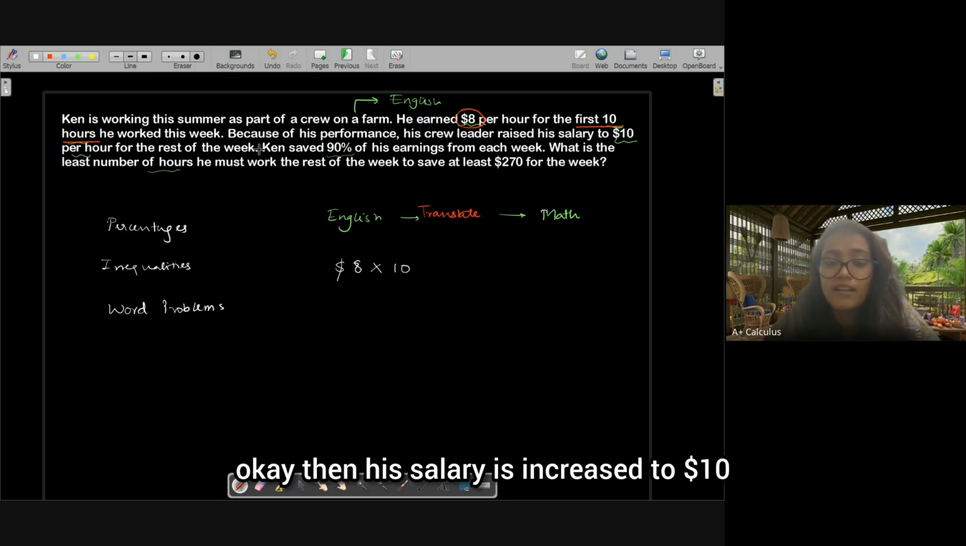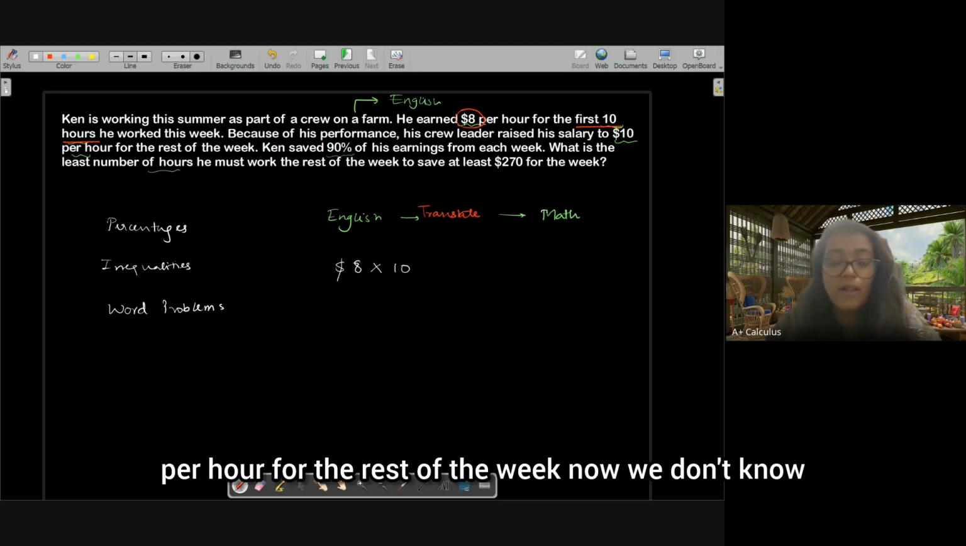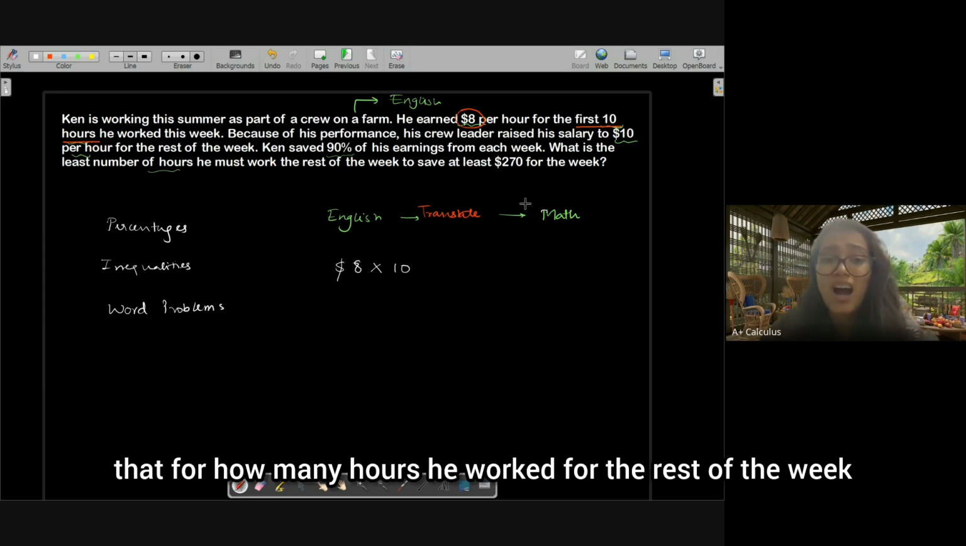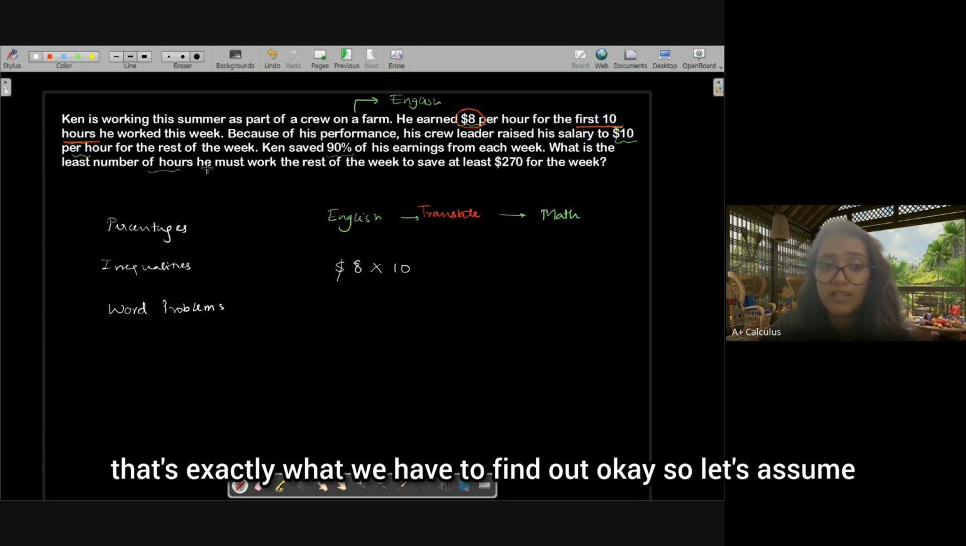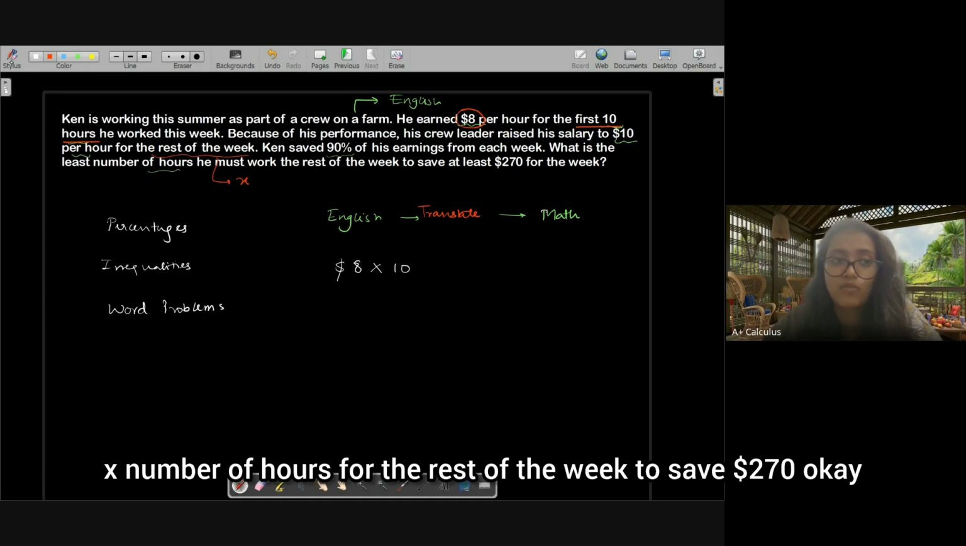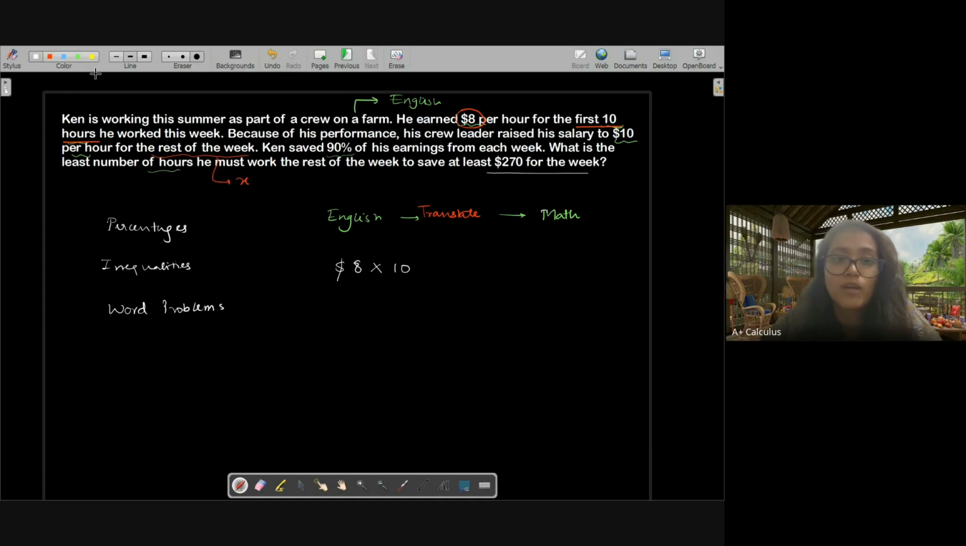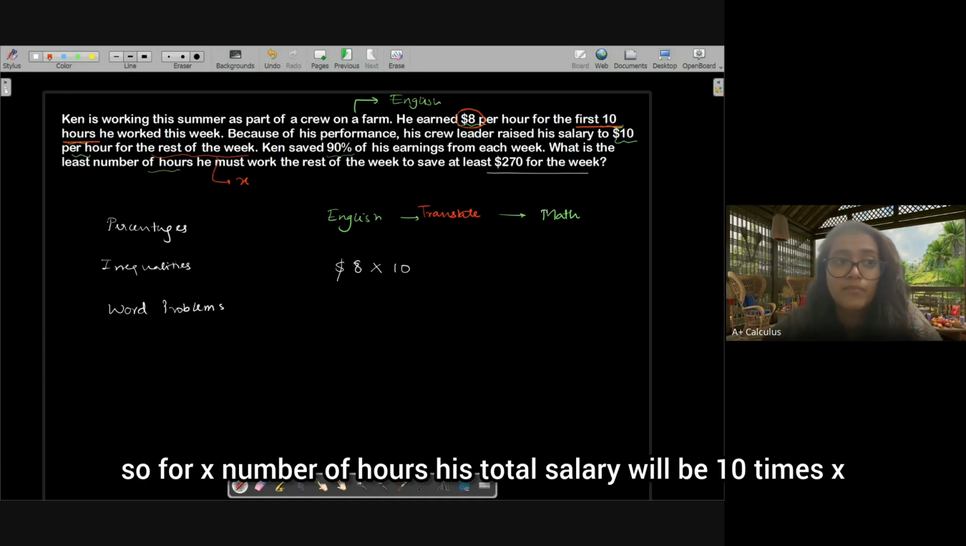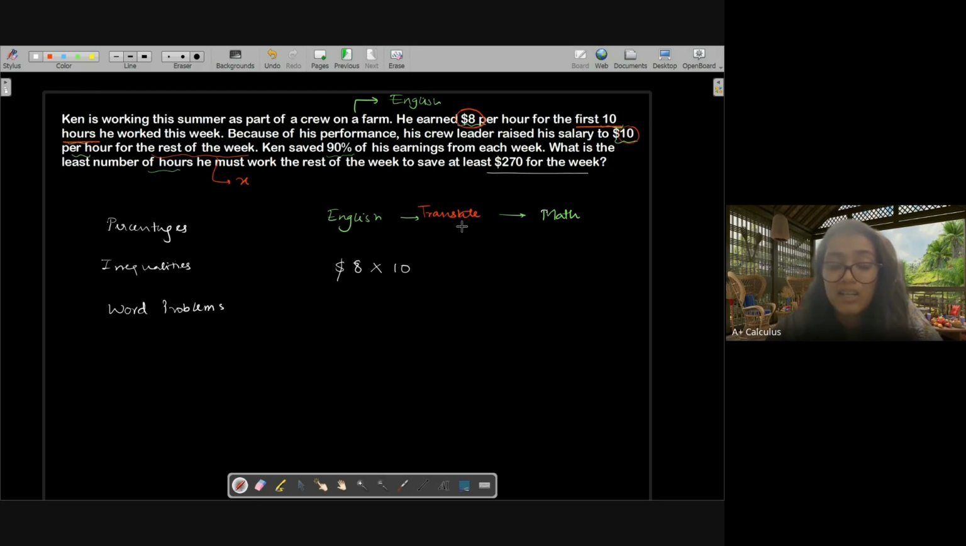Then his salary is increased to $10 per hour for the rest of the week. Now, we don't know for how many hours he worked for the rest of the week. That's exactly what we have to find out. So let's assume that he worked for X number of hours for the rest of the week to save $270. So for X number of hours, his total salary will be 10 times X, because now he's getting $10 per hour. So $10, and number of hours is X.